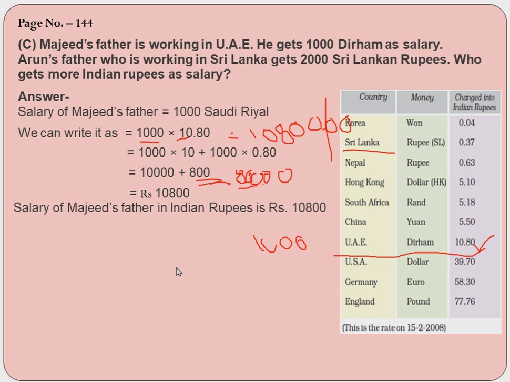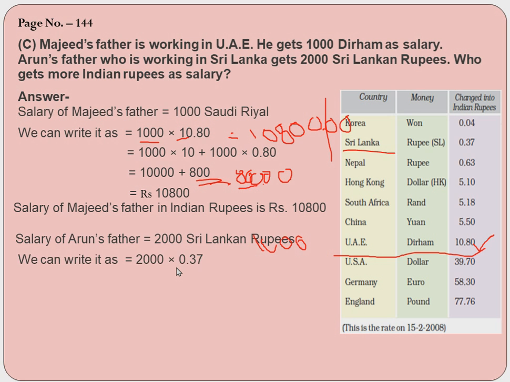Now, salary of Majid's father in Indian rupees is 10,800. Okay. Now, we will find out Arun's father. Salary of Arun's father is 200 Sri Lankan rupees. So, for Sri Lankan rupees, how much? See, here it is given 0.37, that is 37 paisa. So, which is more? Tell me, 10 rupee 80 paisa is more or 37 paisa? 10 rupee 80 paisa is more. For 1 Sri Lankan dollar, he gets only 37 paisa of Indian rupees.